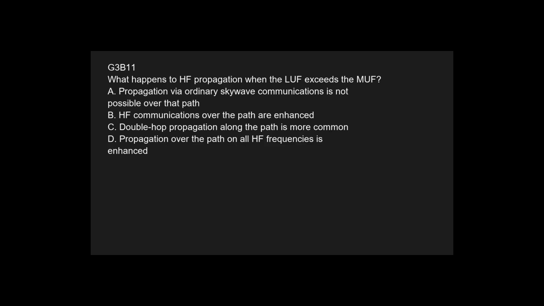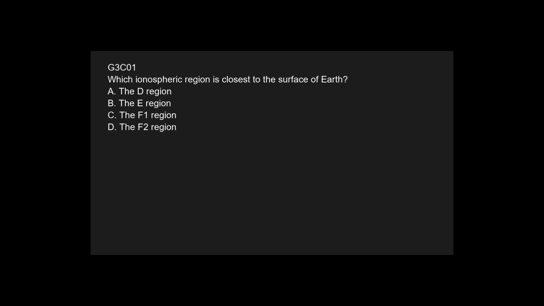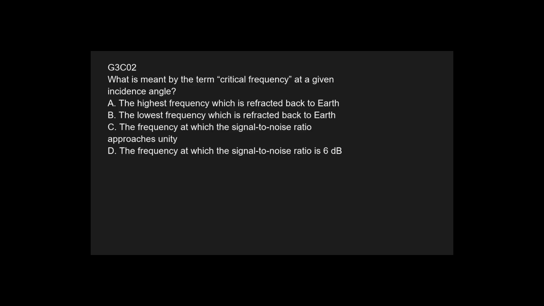200 miles. Question: what happens to HF propagation when the LUF exceeds the MUF? The correct answer is A. Propagation via ordinary skywave communications is not possible over that path. Section G3C. Ionospheric regions, critical angle and frequency, HF scatter, near vertical incidence skywave, NVIS. Question: which ionospheric region is closest to the surface of Earth? The correct answer is A.